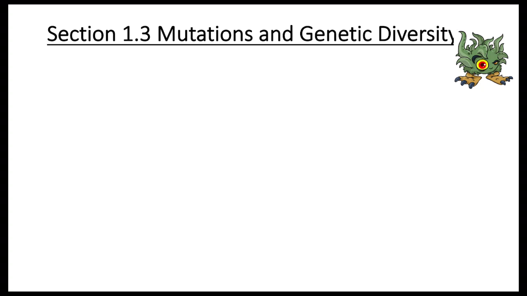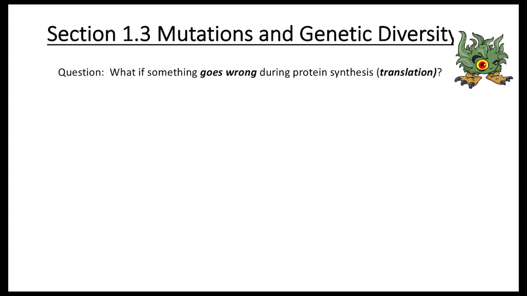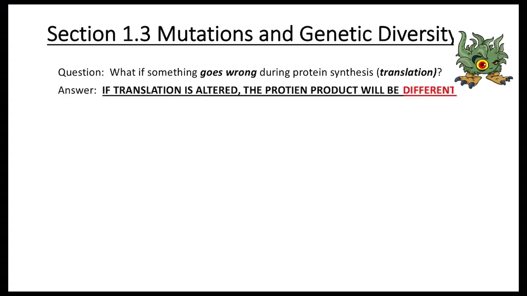Section 1.3, mutations and genetic diversity. Question for you is, what if something goes wrong during protein synthesis, which is the translation phase? When you are going from DNA to RNA, what happens if it didn't get copied correctly, is another way to put this question. The answer is, if translation is altered, the protein product will be different. If DNA isn't copied properly to RNA, then the protein made from it has an incorrect set of bases.